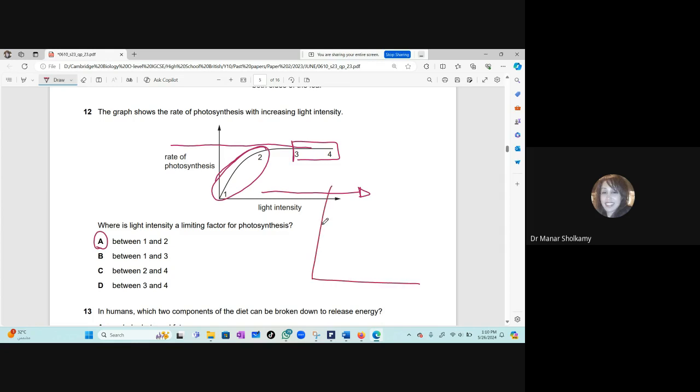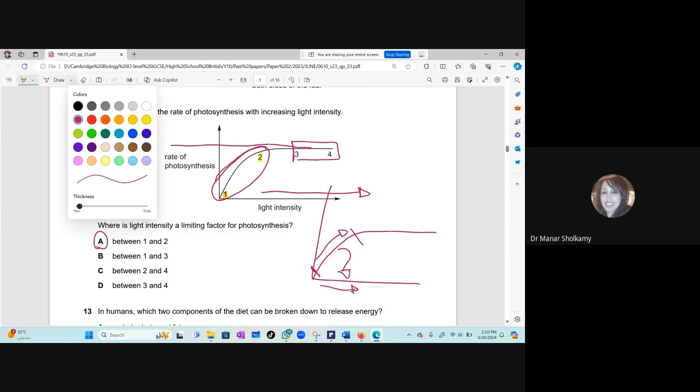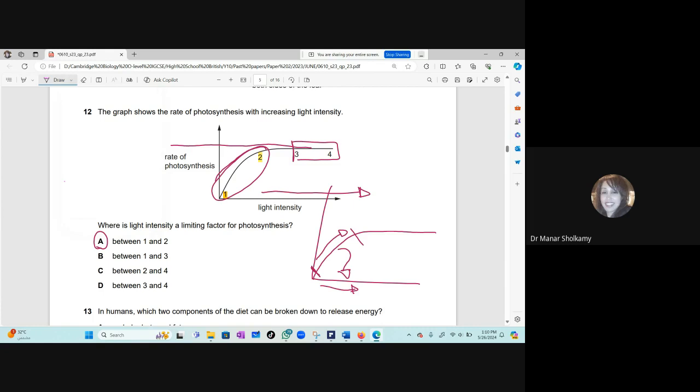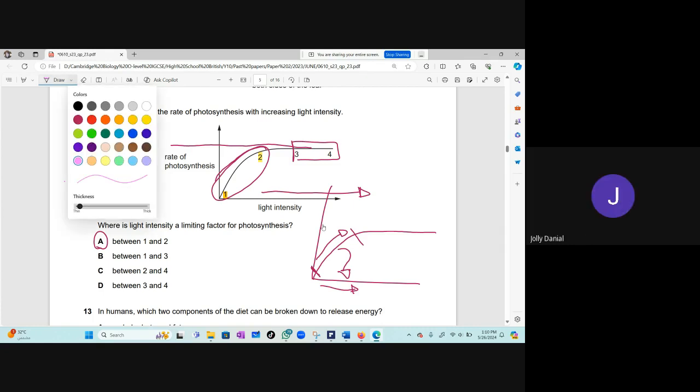When the graph increases and then it becomes constant, in the part where it increases, what is the limiting factor? Whatever is on the x-axis, because as I am increasing it, the rate of photosynthesis is increasing. So this is telling me that it was the limiting factor. So between 1 and 2, the light intensity is the limiting factor. Is it clear now for everyone? Or is anyone confused? No, it's clear. Good.